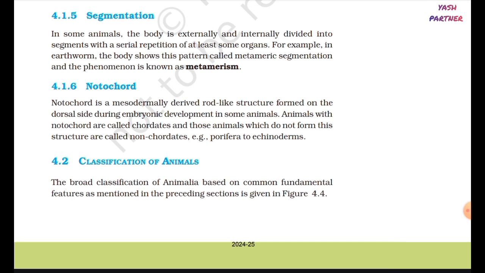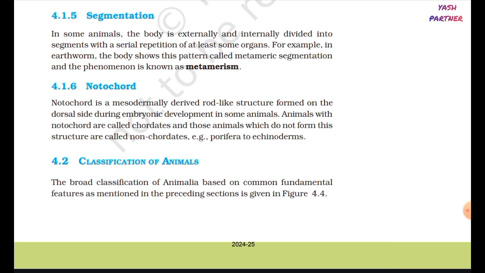4.1.5 Segmentation. In some animals, the body is externally and internally divided into segments with a serial repetition of at least some organs. For example, in earthworm, the body shows this pattern called metameric segmentation, and the phenomenon is known as metamerism. 4.1.6 Notochord. Notochord is a mesodermally derived rod-like structure formed on the dorsal side during embryonic development in some animals. Animals with notochord are called chordates, and those animals which do not form this structure are called non-chordates. Example Porifera to echinoderms.